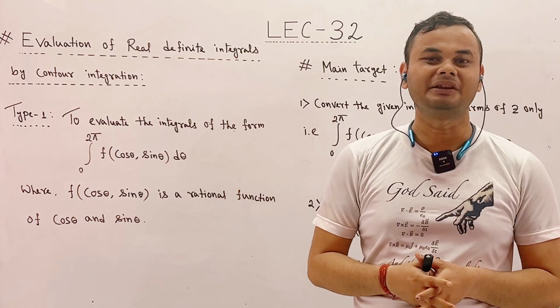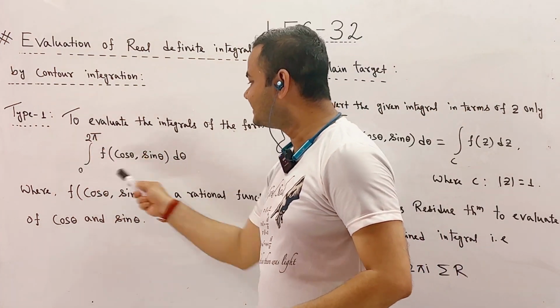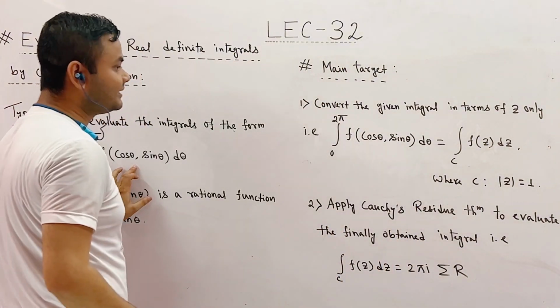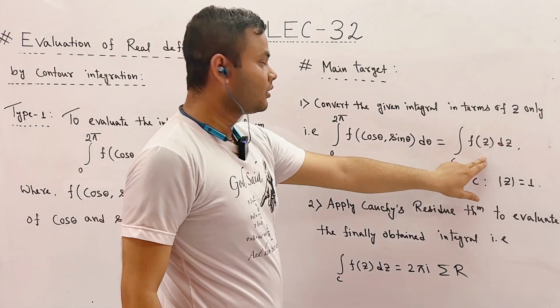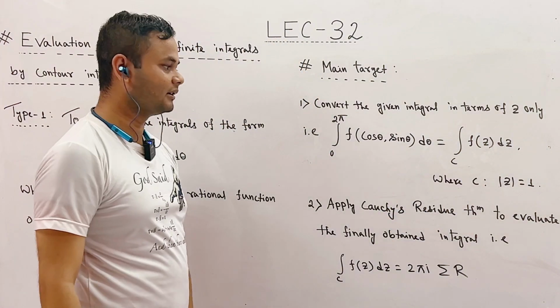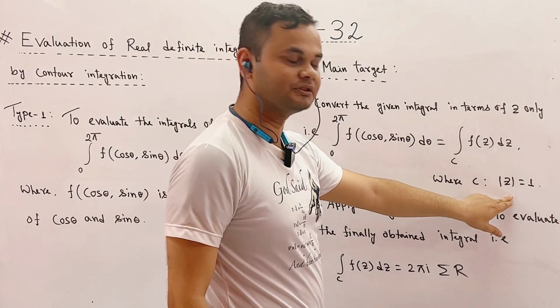Now, let us come back to the main topic. Students, in order to evaluate this integral, our main target has to be to convert this integral into this form. That means we have to express everything in terms of z only. Here C is the unit circle having center at z equal to 0.